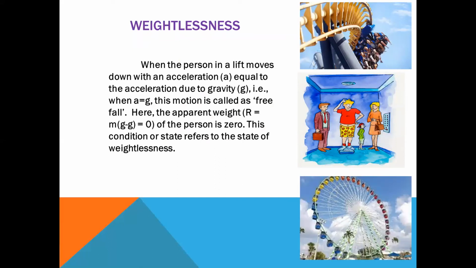When you go to an amusement park, you may go in a roller coaster or on a giant wheel. When you go there, you experience a free fall. That you call weightlessness. So when the person in a lift moves down with an acceleration A equal to acceleration due to gravity, that is A is equal to G, this motion is called free fall. Here the apparent weight R is equal to M into G minus G, which is equal to 0. This condition or state refers to the state of weightlessness.